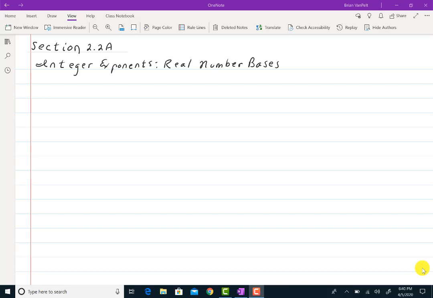We're going to be doing more work with exponents. Last time was just the beginning. And some of the exponents we ignored last time were ones that were negative or zero. So let's start with that one first.